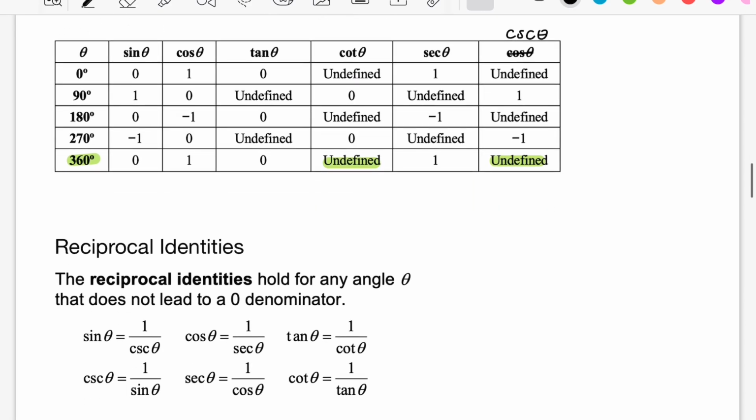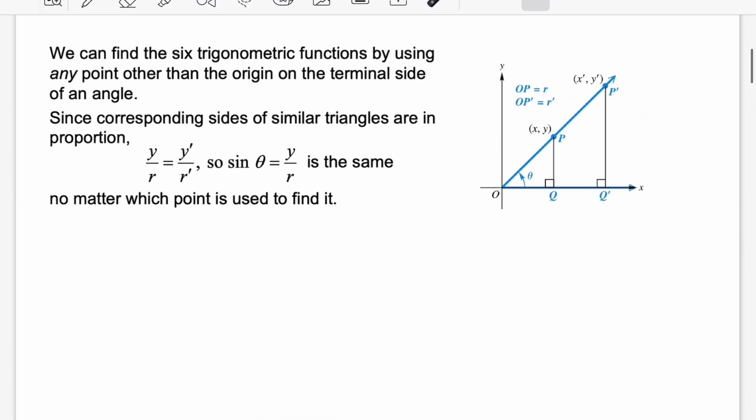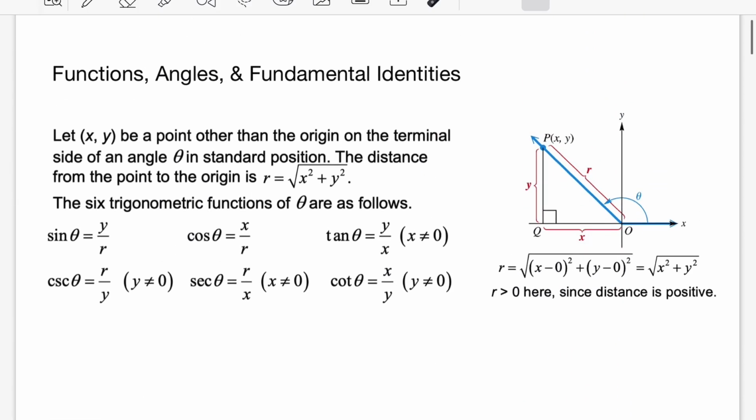All right. Now this brings us to our reciprocal identities. This tells us pretty much what we already know. We have sine theta is going to be 1 over cosecant theta. Cosecant theta is going to be 1 over sine theta, and so on. And this is pretty clear given our definitions for our 6 trig functions that we've been seeing in this video and in the last several videos.